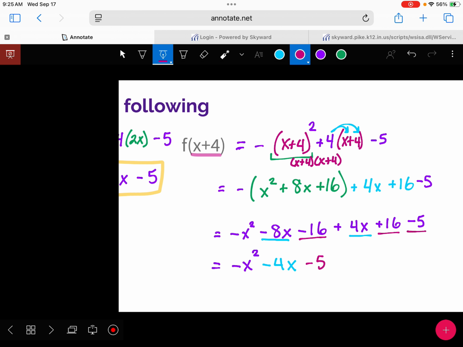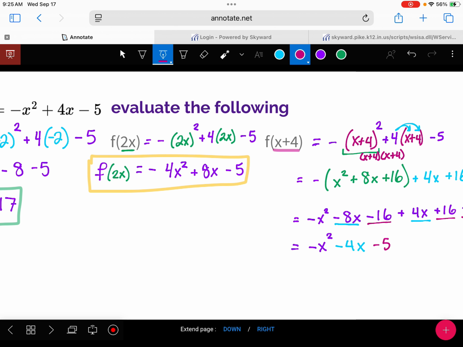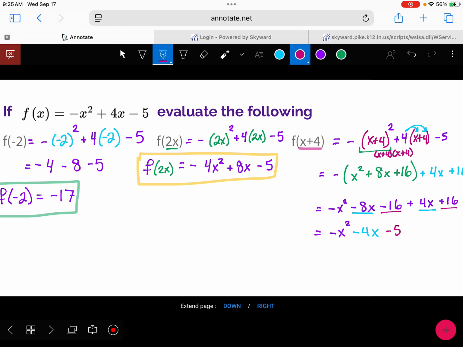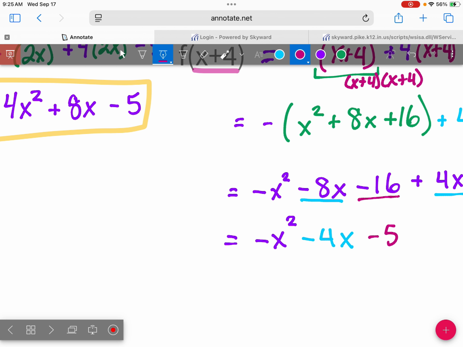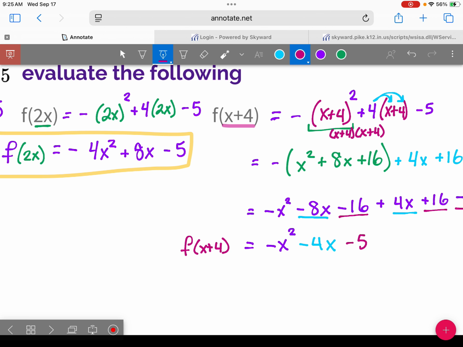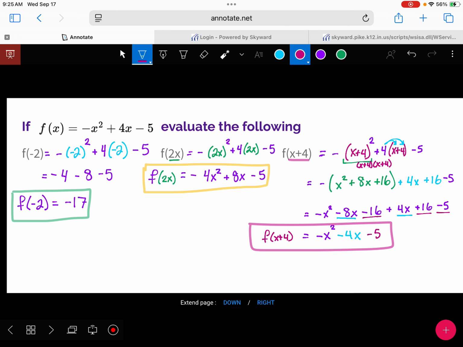Okay, so even when they give us kind of funky things to put in here, it's not that different than when we just do it with numbers. Okay. Questions on these 3? Oh, let me put a box around it just so we can say this is our answer. This is our f of x plus 4. That's our answer. Okay. Any questions on these 3?